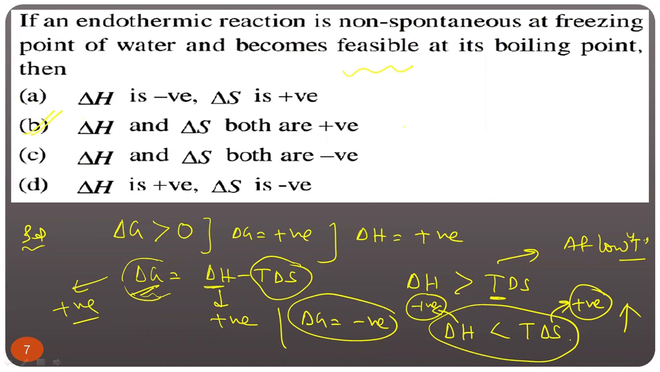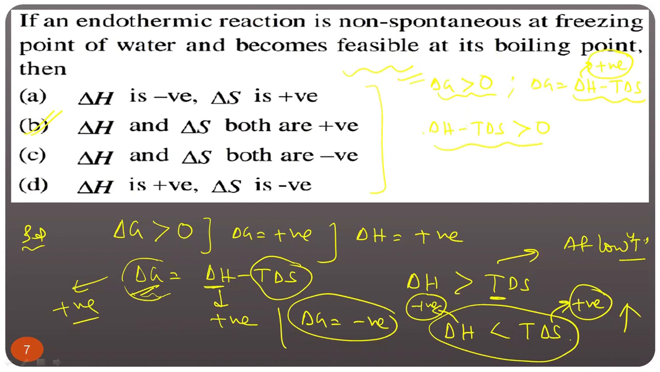Clear? Did you understand? Look, let me tell you once again. First condition is non-spontaneous, means delta H greater than 0, and we know delta G greater than 0. Delta G formula is delta H minus T delta S. Now it is an endothermic reaction, means delta H is positive. Now according to the situation, we have to make delta H minus T delta S greater than 0, means positive. When is it possible? Because this is a negative quantity.